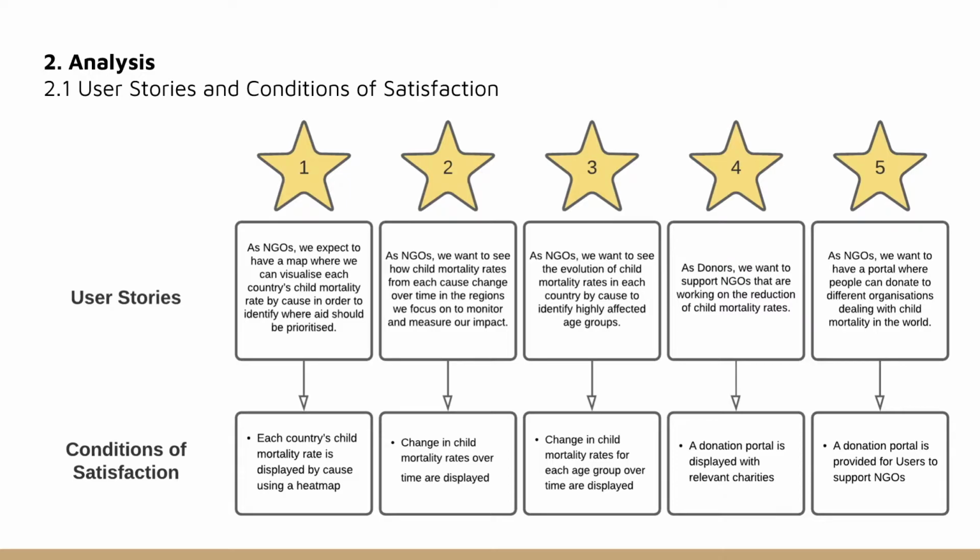Our second one focuses on the change in child mortality rates over time in the regions they deliver aid, enabling NGOs to measure their impact. The third story focuses on the identification of highly affected age groups that have not been receiving sufficient support by displaying how mortality rates are changing in each age group.